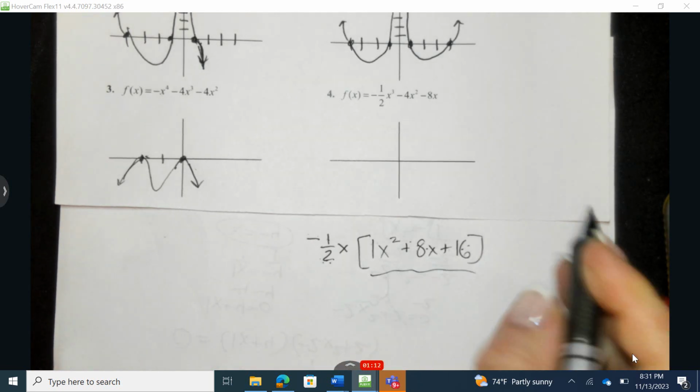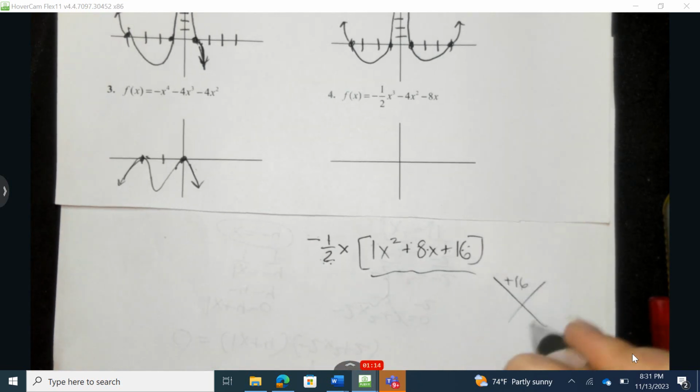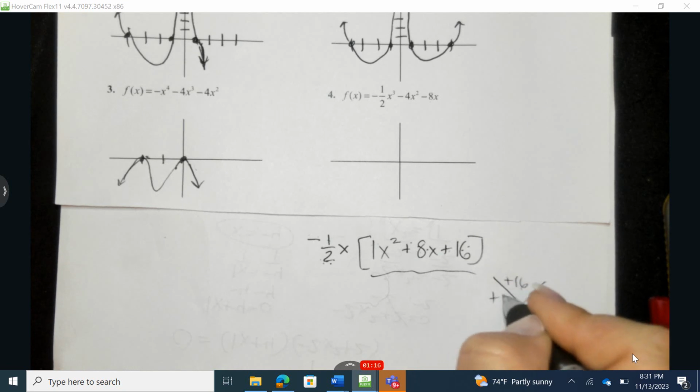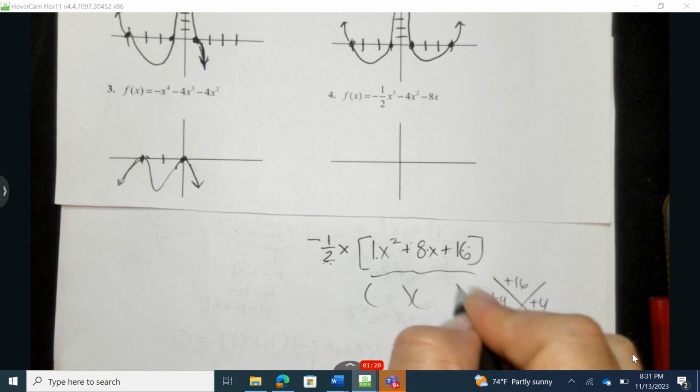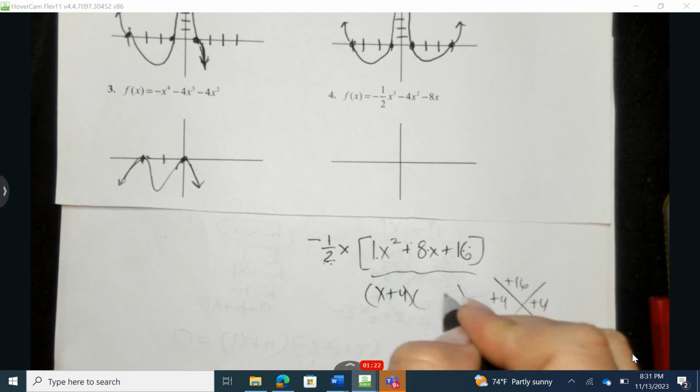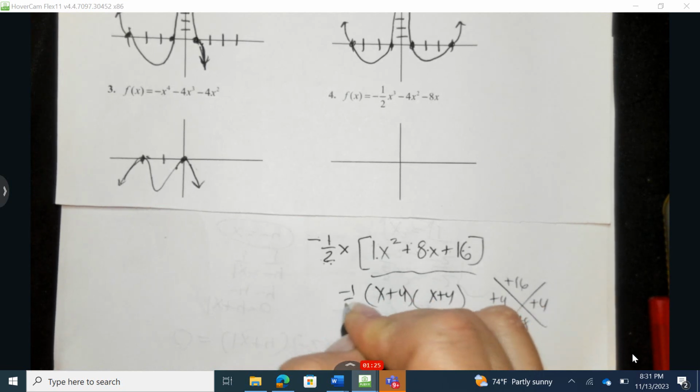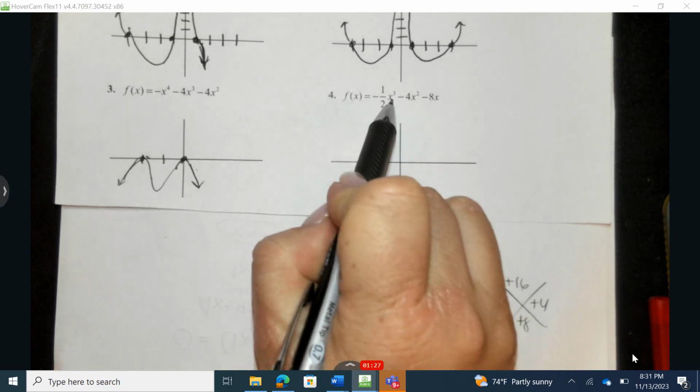Am I able to factor this? What multiplies to give you 16 and combines to give you a positive 8? That'd be 4 and 4. Because the leading coefficient is a 1, I get to do this the easy way, x plus 4 and x plus 4. So I have 3 different factors there.